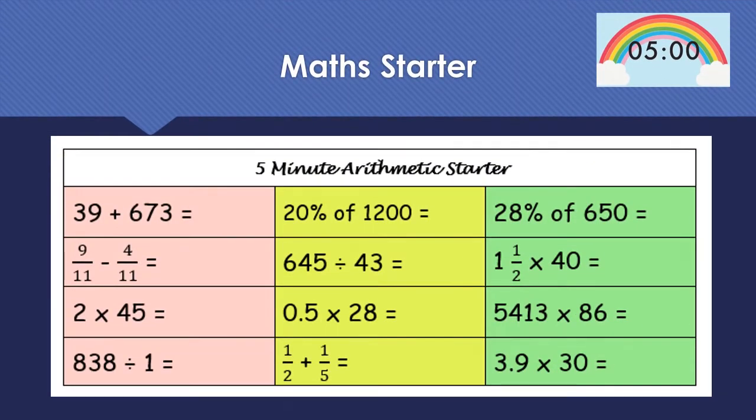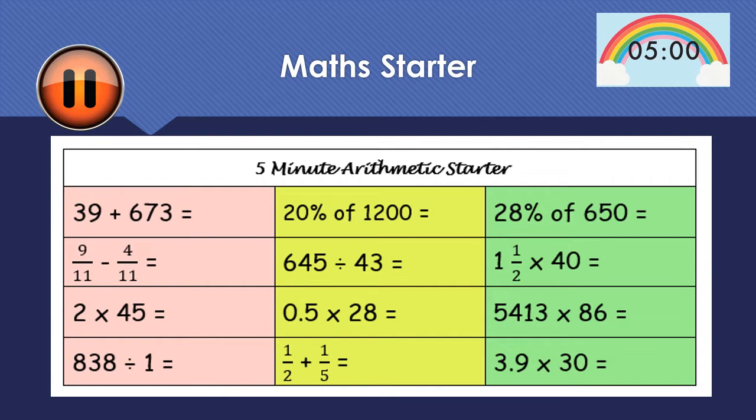So for our starter today, we've got quite an easy starter. I'd like you to choose your level of difficulty, pink being the easiest and green being the hardest. Or you might want to have a go at doing all of them, starting from pink and going all the way through to green. See if you can get as many as you can done within the 5 minutes. So remember to set your 5-minute timer and to pause your video and then answer the questions on screen.